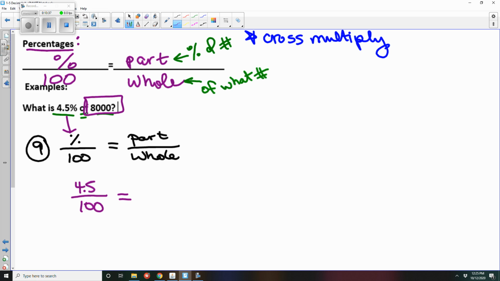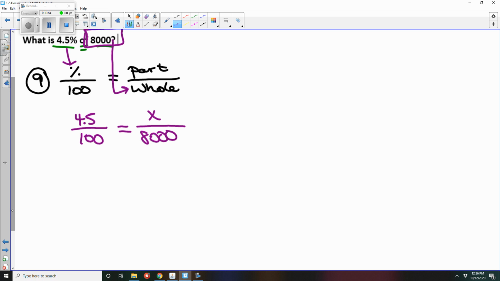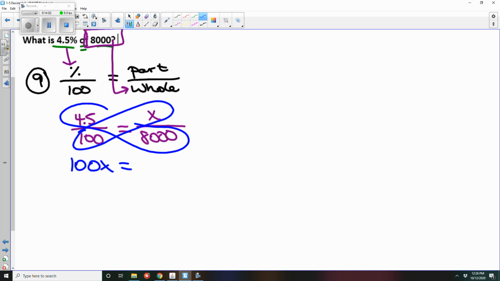Whole number. It's the whole number. So we're going to put that 8,000 on the bottom here, which means do I know what the part is? No, so what do I use up there? X, you got it. So now I have it all set up. What do I do to solve for x? We cross multiply. So we're going to do 100 times x and get 100x. We'll do 4.5 times 8,000.